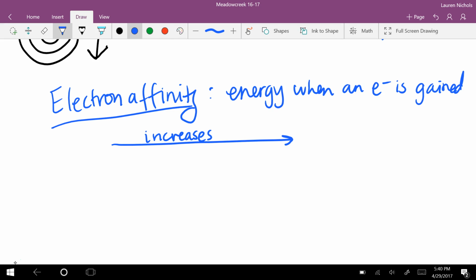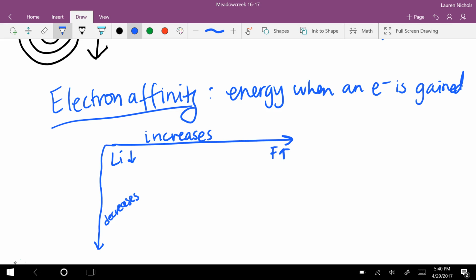If I'm fluorine and I have 7 valence electrons, I only need one more, and so therefore I want that one really badly. However, lithium doesn't want to gain an electron, it wants to get rid of the one it already has. So it has a small electron affinity. So lithium is low, fluorine is very high as you move from left to right. And as you go down the periodic table, it decreases as well. So it's very much the opposite of atomic radius.